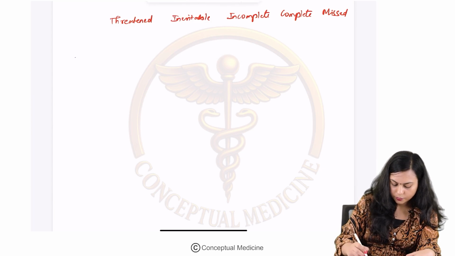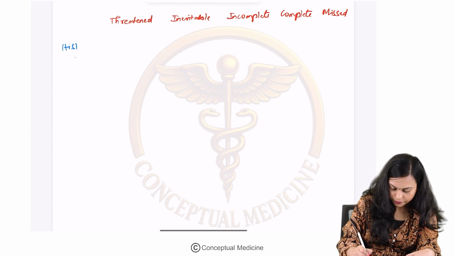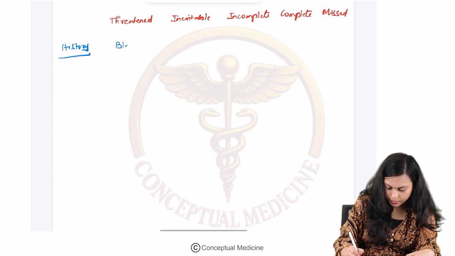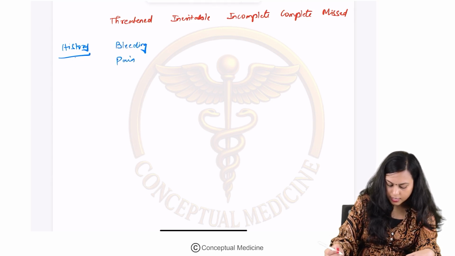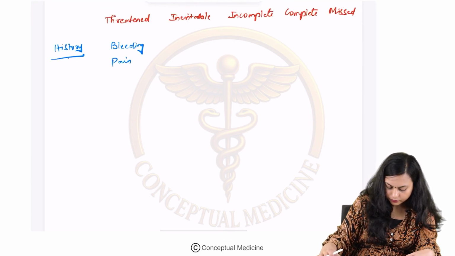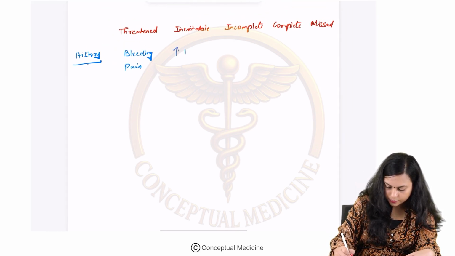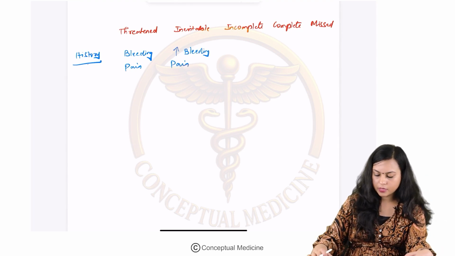Okay. Now first point is per abdomen examination, or we can start from the history. By history, there will be bleeding PV or pain abdomen, right? In inevitable abortion, there will be increased bleeding, and maybe pain abdomen can also be present. Okay, that's all.